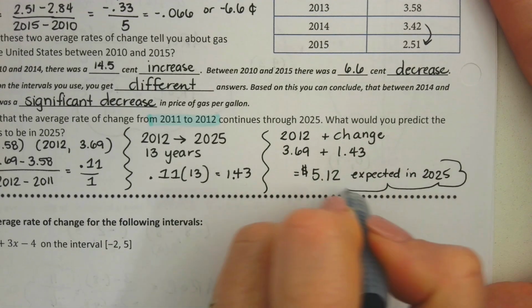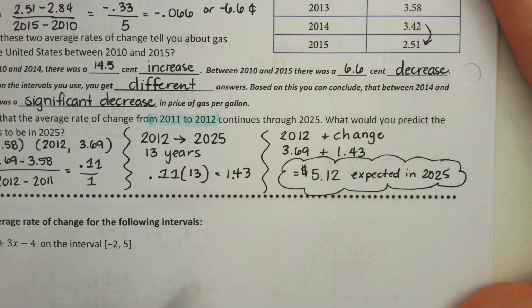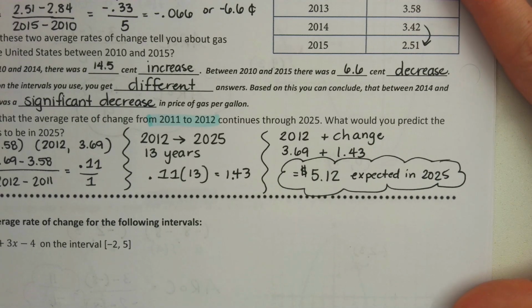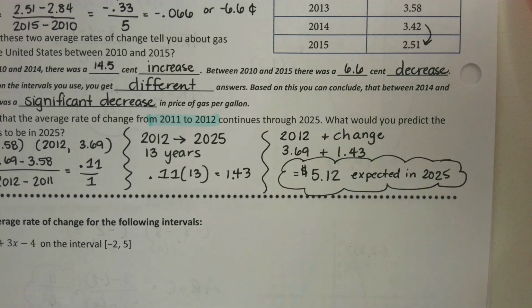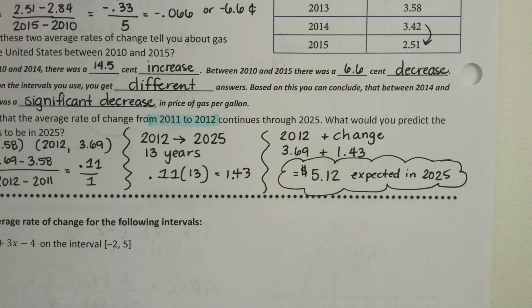There's a similar one like this on your homework that's going to anger you. It's about minimum wage and what the minimum wage should have been in this year if it followed the same trends as previous years. And it's just going to make you mad because our minimum wage is nowhere near what it was predicted to be.